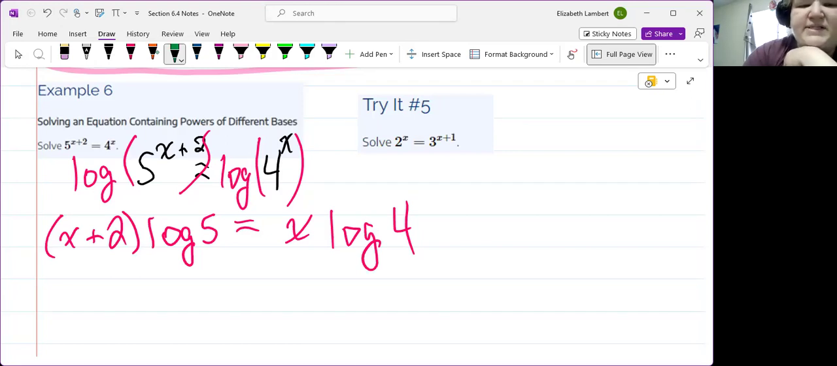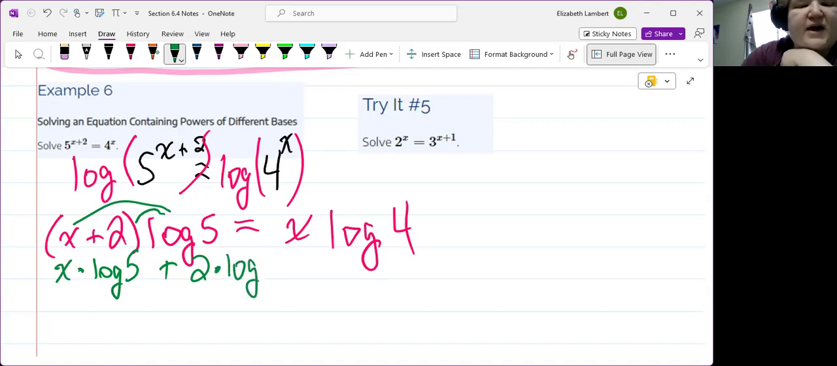So over here, this log of 5, if it was just a 5, I'd distribute it through. It's the same if it's log of 5. So I have x times the log of 5 plus 2 times the log of 5 equals x times the log of 4.